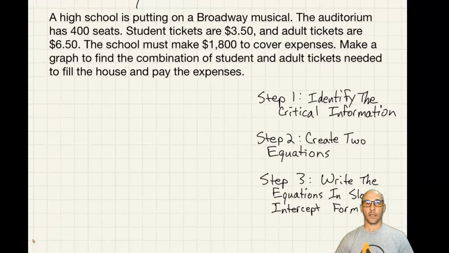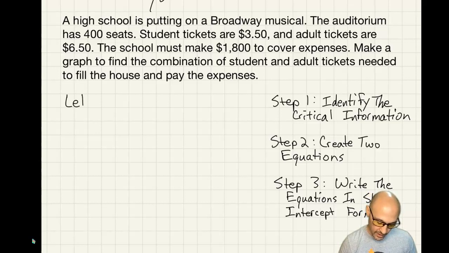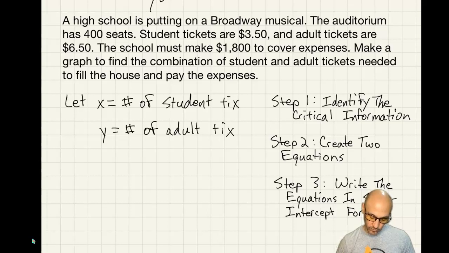All right, so in this situation, we have 2 kinds of tickets, so we're going to have 2 variables. We don't know how many of each kind we need to sell. That's what we're trying to figure out. So we're going to let X equal the number of student tickets sold, and let Y equal the number of adult tickets sold. Okay, so we have 2 variables, X and Y.